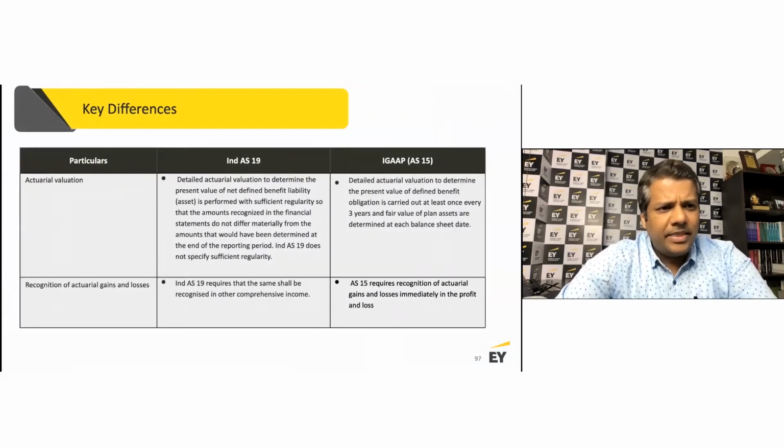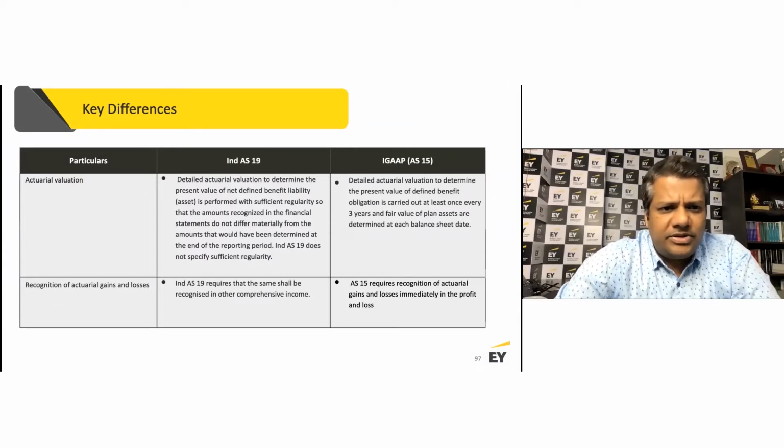So, quickly to catch up, differences between Ind AS and Indian GAAP. In Indian GAAP, we have AS 15. AS 15 has been suitably modified and largely aligned to Ind AS 19, but there are still a few differences. One is on the actuarial valuation. Under Ind AS 19, there's a detailed actuarial valuation to determine the present value of the net defined benefit liability. There has to be regularity which is required.